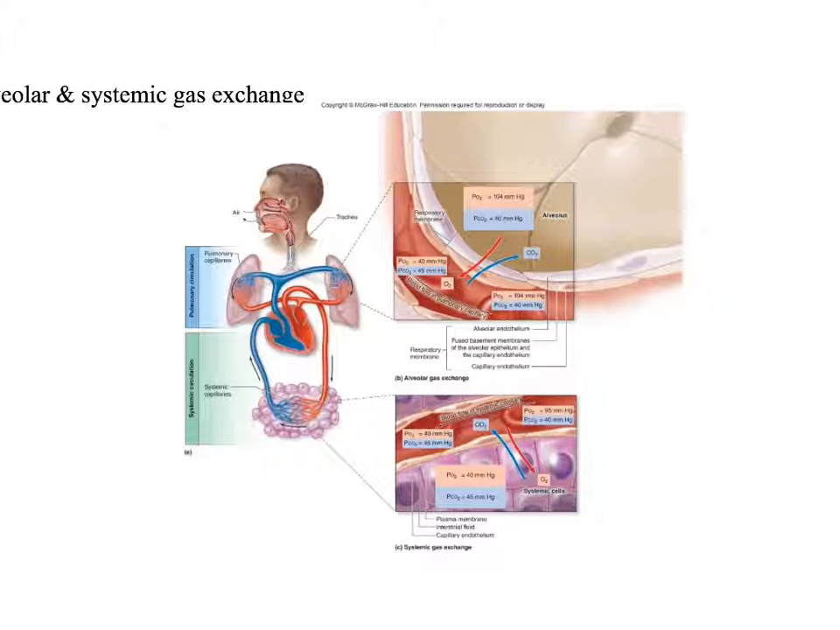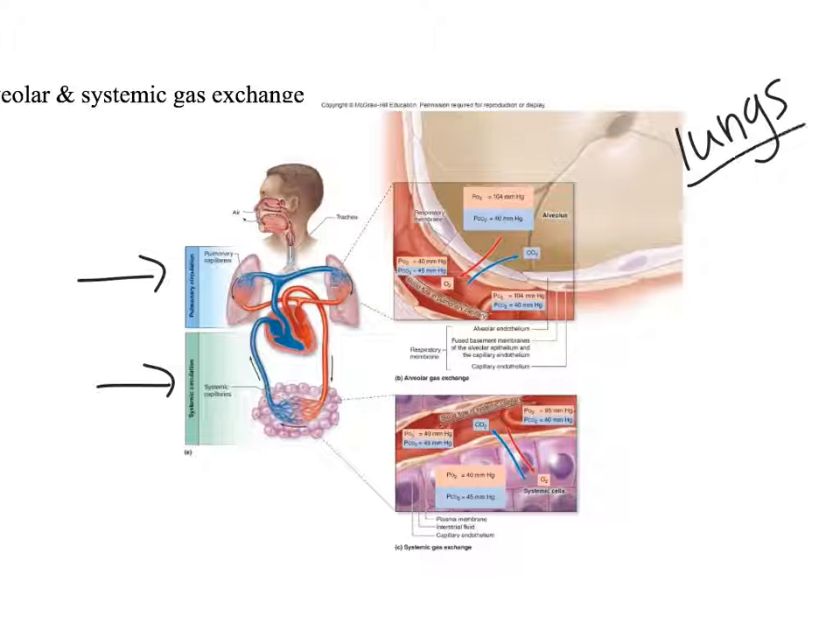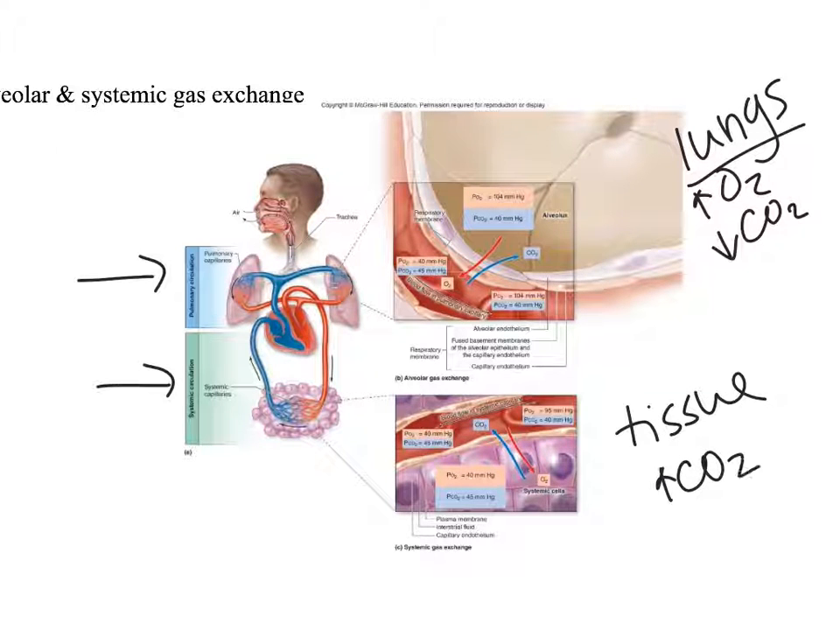So here's what I was just trying to show you, and I hope you can see it. Pulmonary circulation, systemic circulation. Part of it's going to happen in your lungs, where we pick up oxygen, drop off CO2, and exhale CO2. Then down here in the tissue, we'll be picking up carbon dioxide in the blood and dropping off oxygen to the tissue.